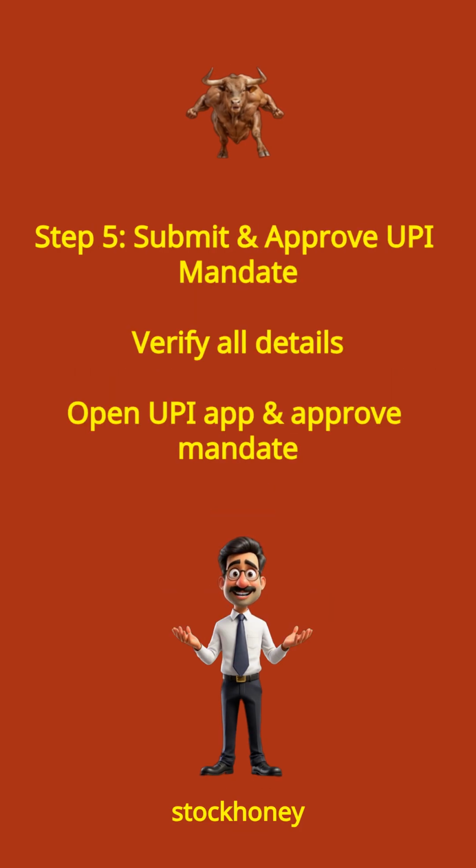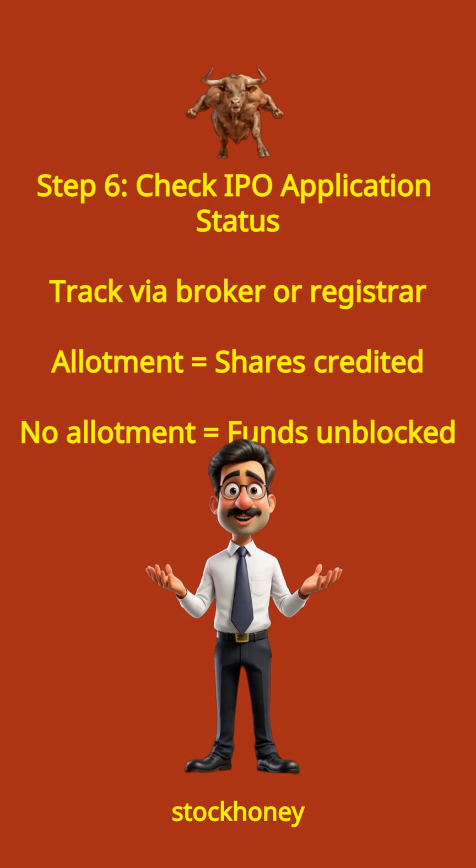Once you submit the application, double-check all details. Then, open your UPI app and approve the mandate request to block the application amount. Make sure to do this before the IPO closes. After submission, track your IPO application via your broker's app or registrar websites like Link Intime or KFintech. If shares are allotted, the blocked amount will be deducted and shares will be credited to your DMAT account. If not allotted, the blocked amount will be released.